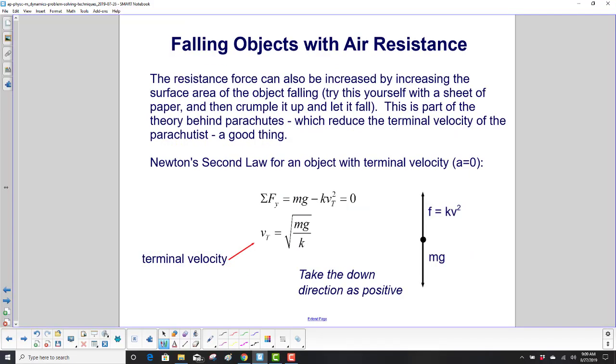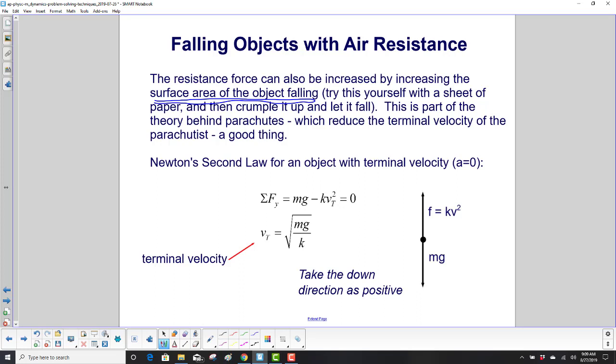The resistance force can also be increased by increasing the surface area of the object falling. This is a great demonstration in class, where you take a piece of notebook paper and drop it. It falls very slowly, but then when you crumple it up, it falls very quickly. This is part of the theory behind parachutes, which reduce the terminal velocity of the parachutist, which is a very good thing.